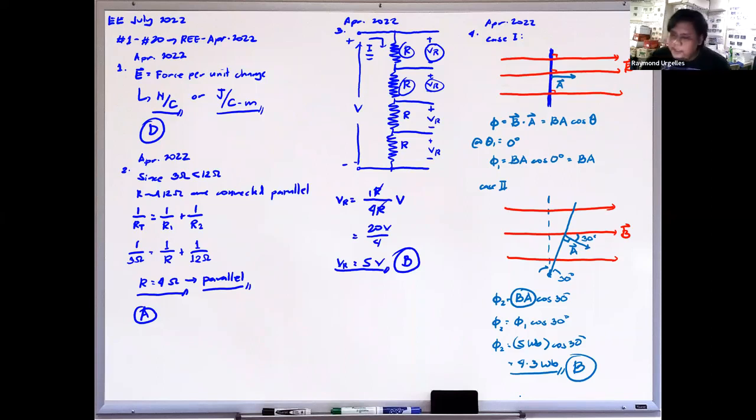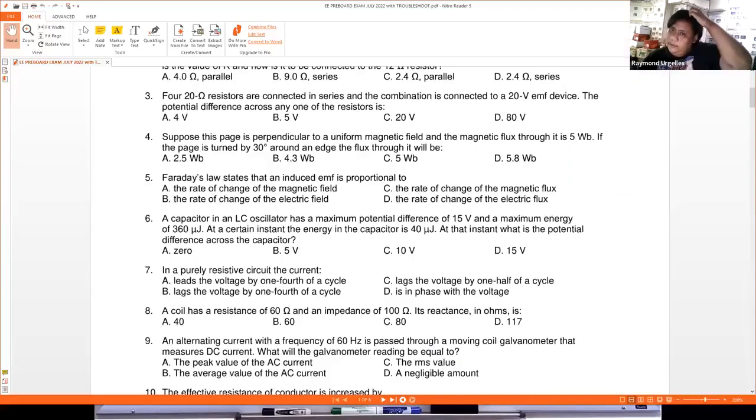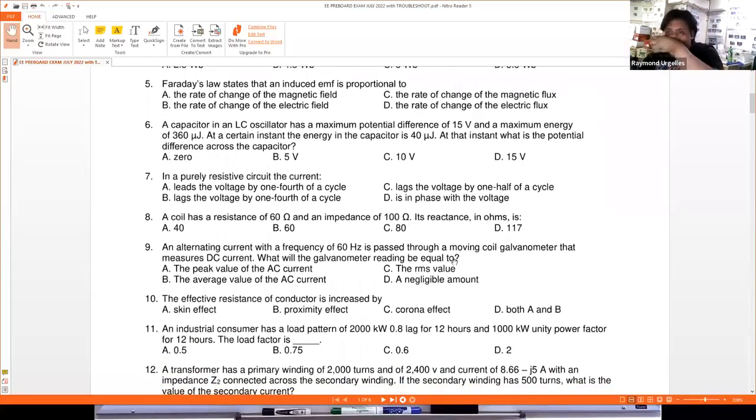Okay. So next number, 5. So itong problem number 5, lumabas na ito noong September 2021, na ulit noong April 2022. So we have Faraday's law states that an induced EMF is proportional to. This is the second statement of Faraday's law.